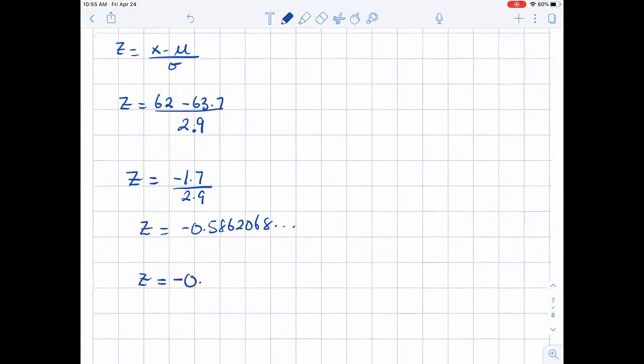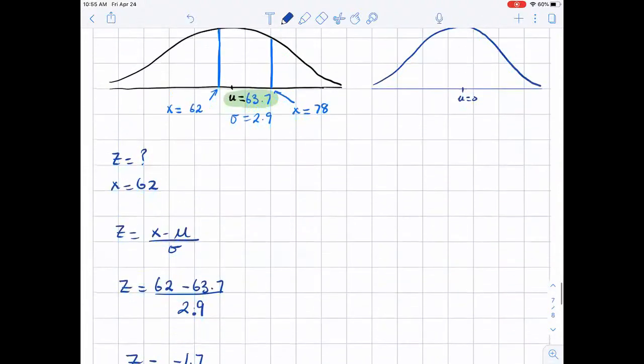So negative 0.59. You can only have up to 2 decimal places. You follow? So the value that you're looking up is Z equals negative 0.59. Now we want to know what this value is, because this is the area that you want to find.